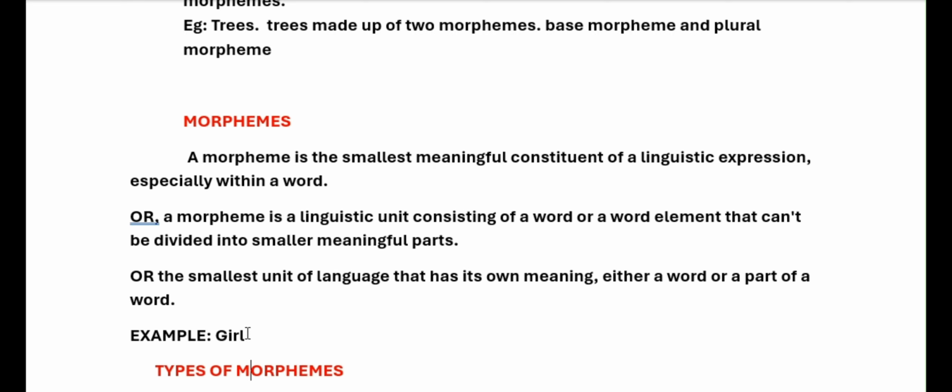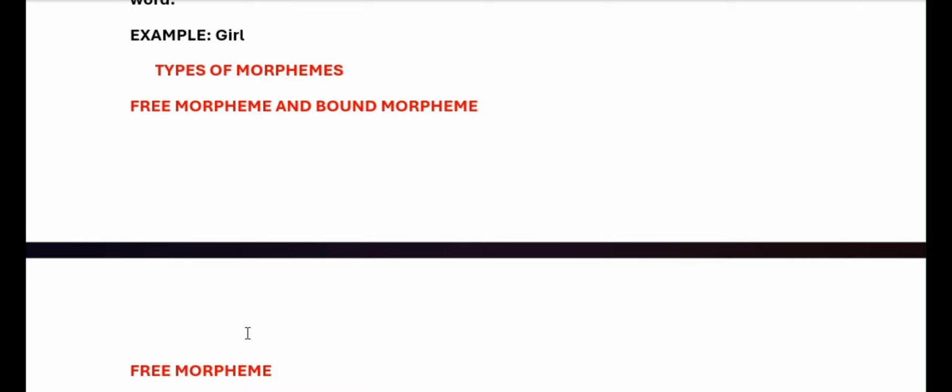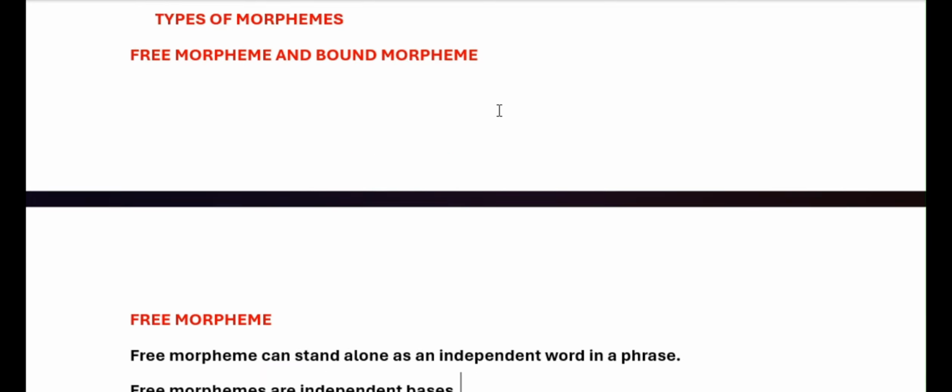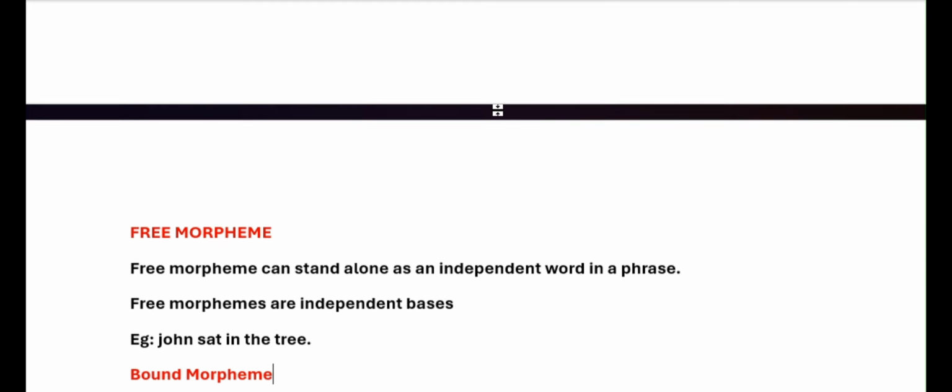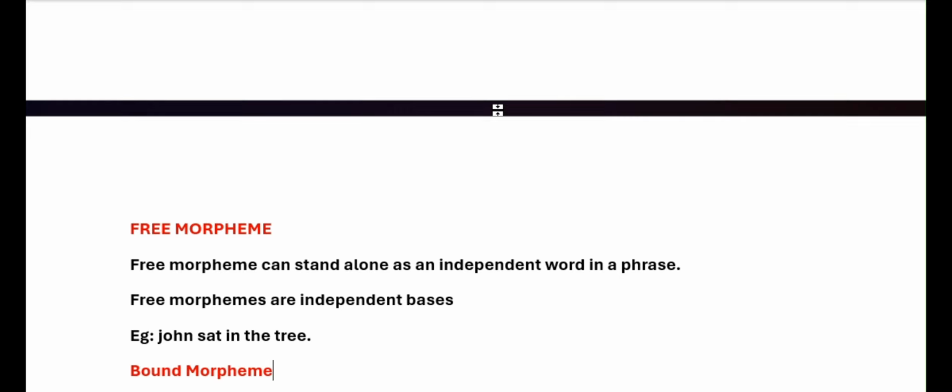Okay, now let's see what the types of morpheme are. There are basically two types of morpheme. One is the free morpheme and the second is the bound morpheme. Let's see what a free morpheme is. A free morpheme is basically the type of morpheme that can stand alone as an independent word in a phrase, or we can say free morphemes are of independent basis.